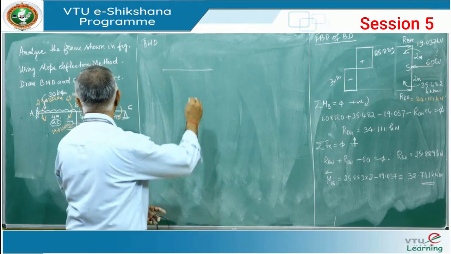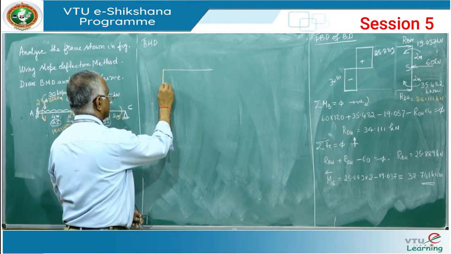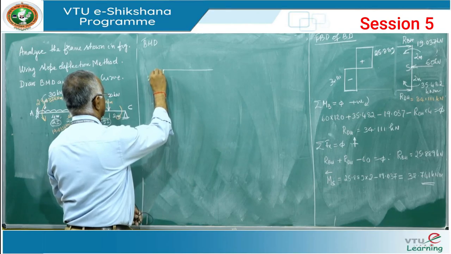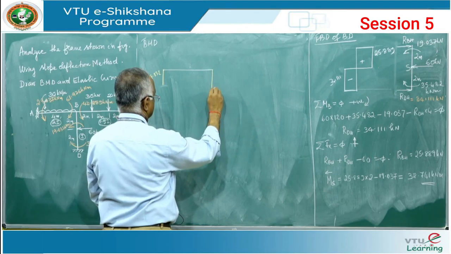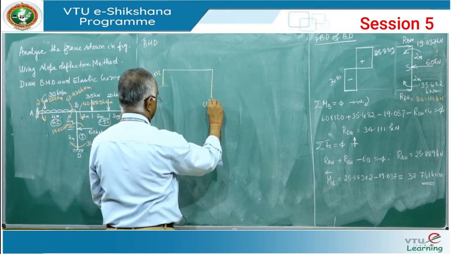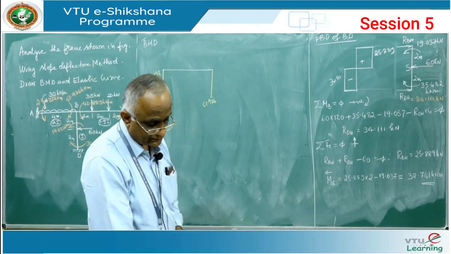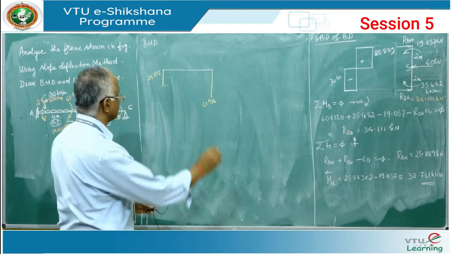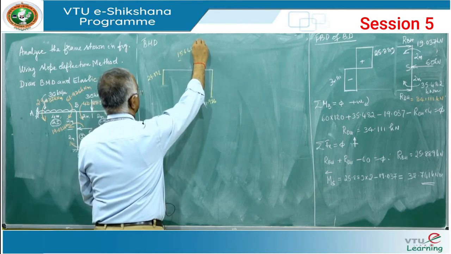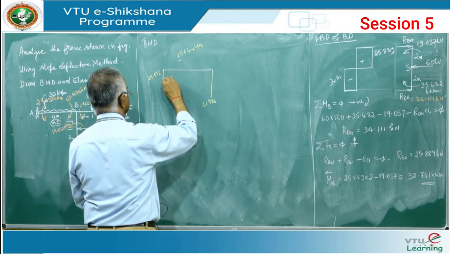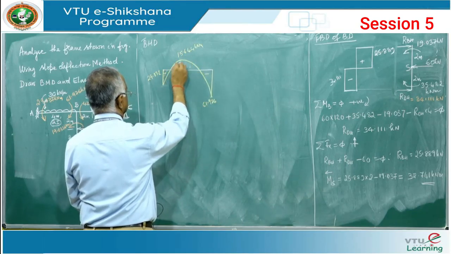To sketch this now, mark the values along the direction of the arrow. It is 29.037, 61.926. I have a positive value at a distance of 1.706, 15.644. All of them are kilonewton. Since it is subjected to UDL, the variation is parabolic.